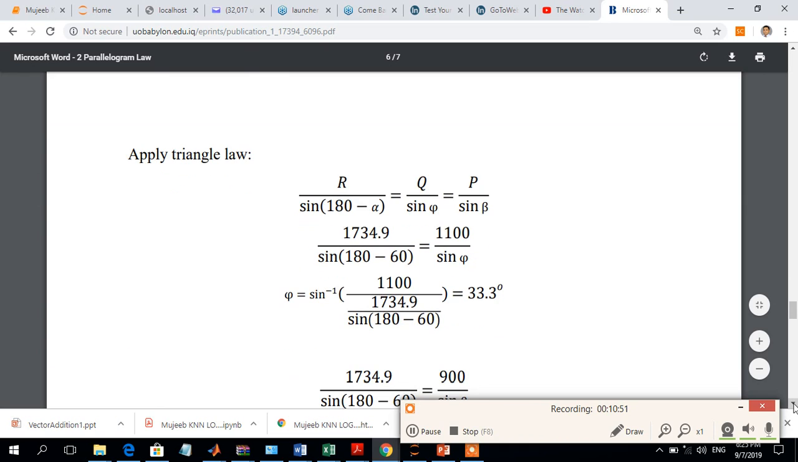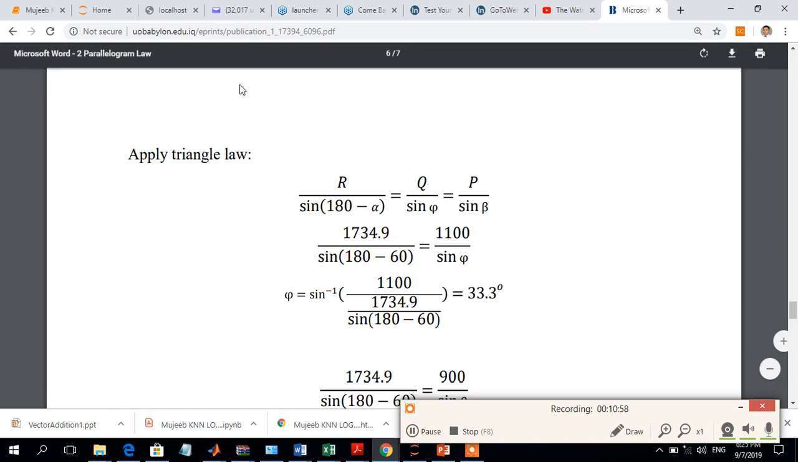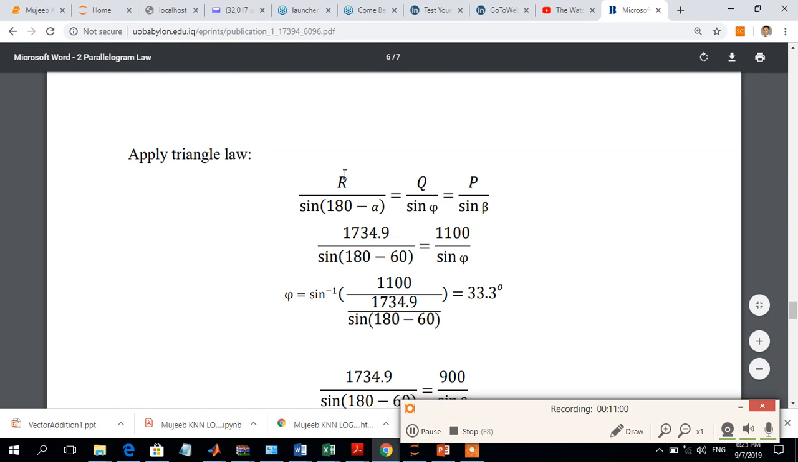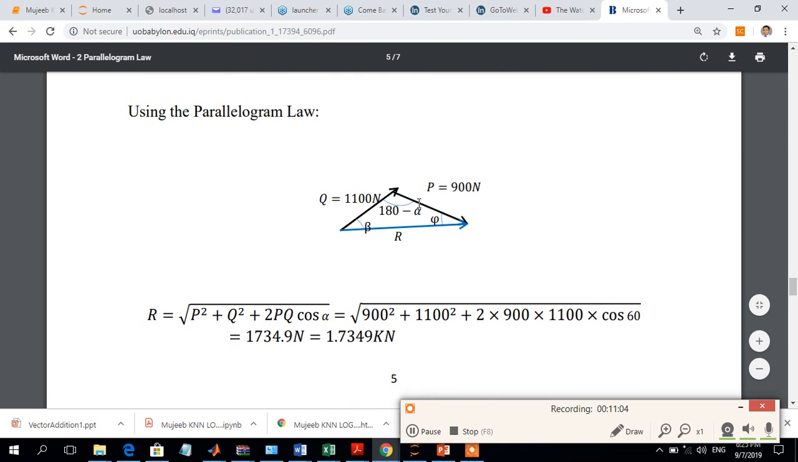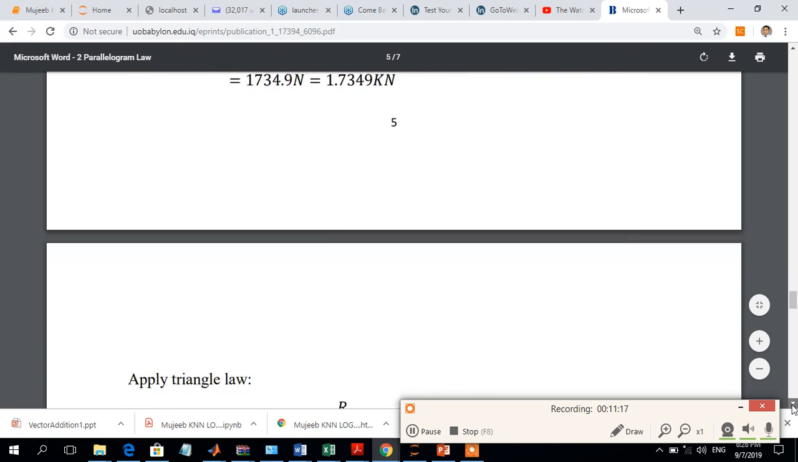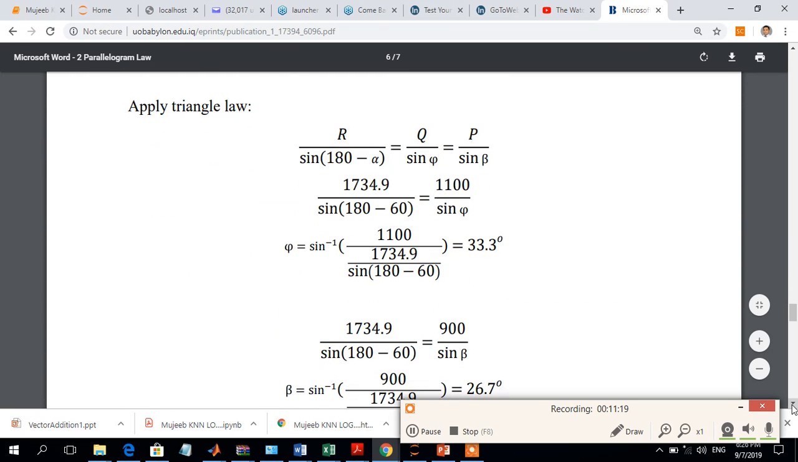Okay, the same thing we can apply using the law of sines, or the triangular law. As per the law, we know that a particular side divided by sine of the facing angle, and so on. So we can apply the same rule. So in this case, R divided by sine of this, then 1100 divided by sine of this, 900 divided by sine of the beta.